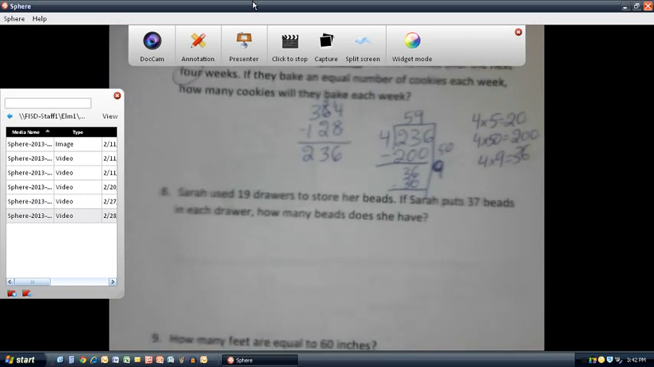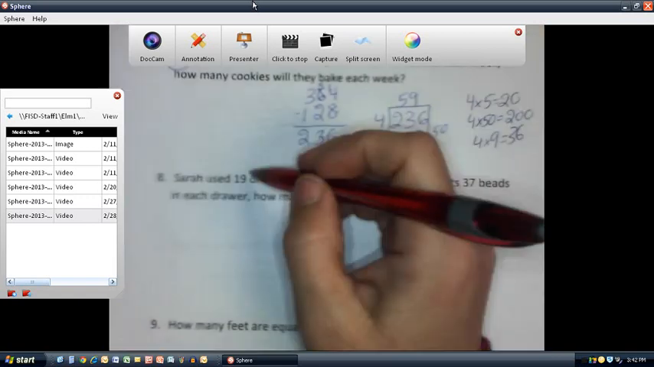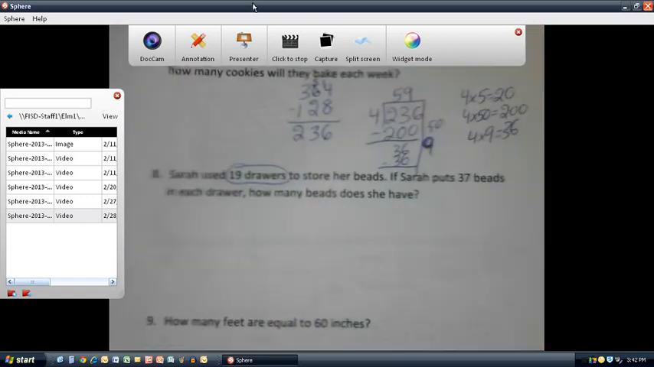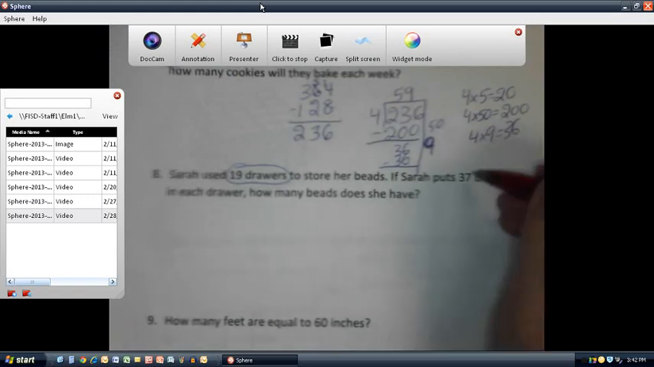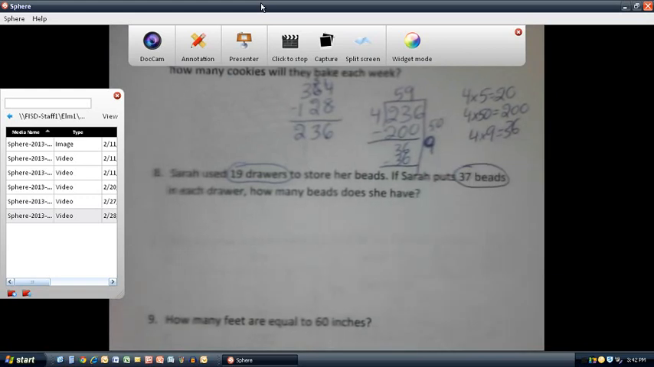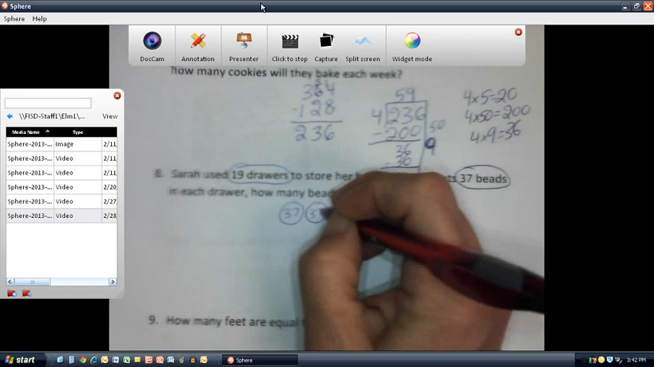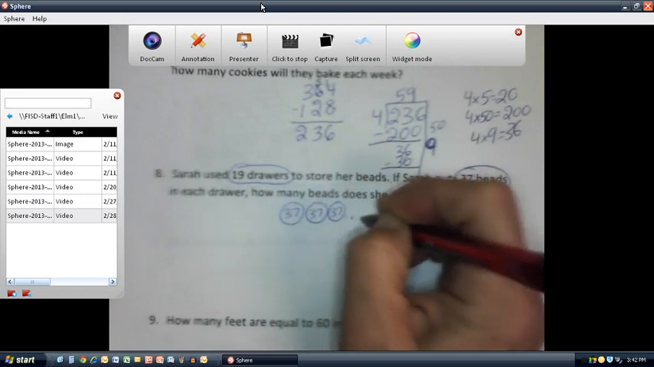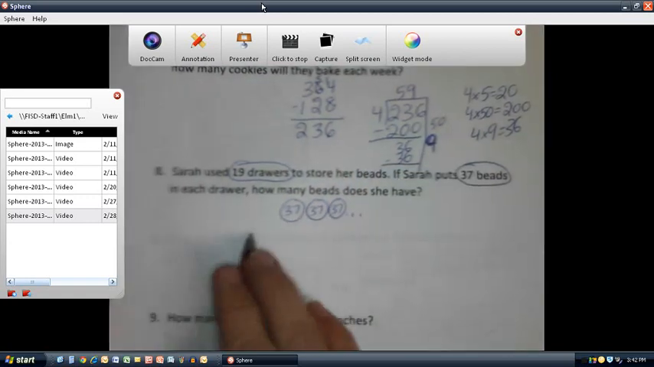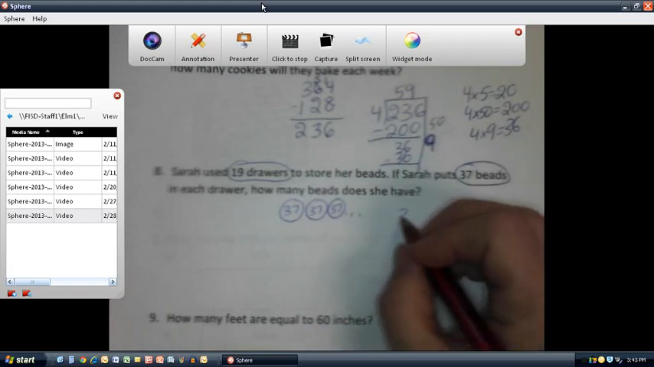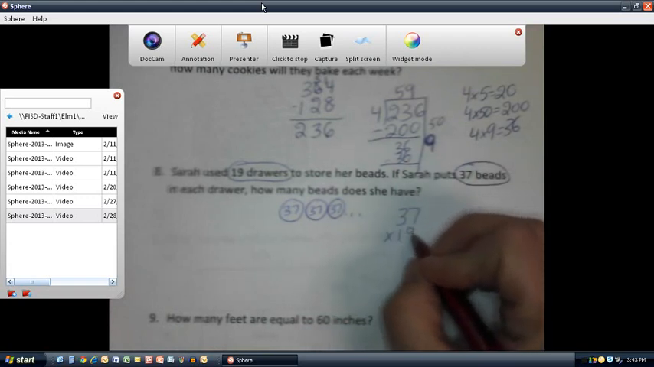Number 8, Sarah used 19 drawers to store her beads. If Sarah put 37 beads in each drawer, how many beads does she have? That means this drawer has 37, this drawer has 37, this drawer has 37, all the way to 19. So I know that picture means multiplication. 37 times 19.